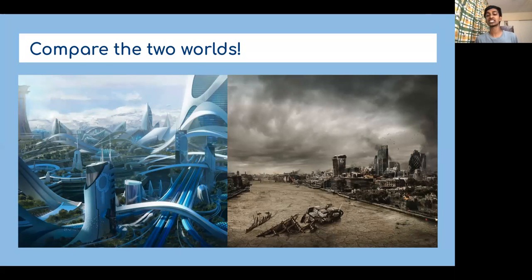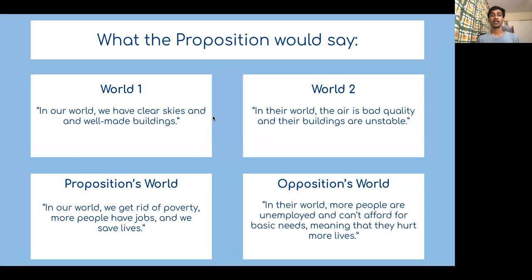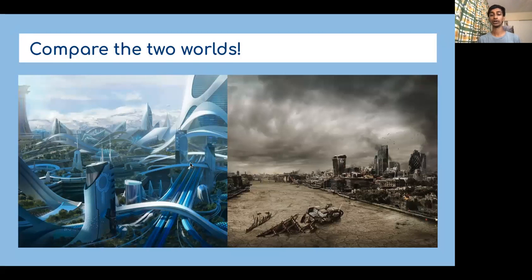However, when you look at the second picture, you think of sadness, gloominess, smoke, no environment, no nature, and complete, utter desolation. So what would the proposition say? Well, in this example, the proposition would say, in our world, we have clear skies and well-made buildings. However, in our opponent's world, the air is bad quality and the buildings are unstable. That's an example of a two-world analysis for two quite literally different worlds.